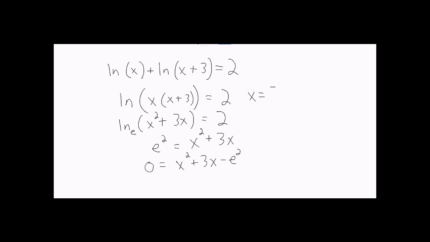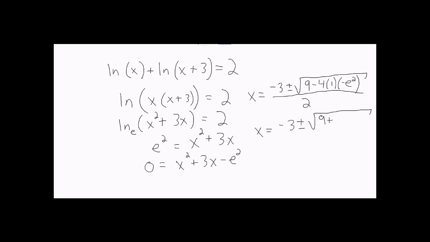Do negative b, which is negative 3, plus or minus the square root of b squared, which is 9, minus 4 times a times c, which is negative e squared, just some weird number, divided by 2a, which is 2 times 1. And your final answer, the best you can do with this without a calculator, is negative 3 plus or minus the square root of 9 plus 4e squared, because the negative and the minus make a positive, divided by 2.